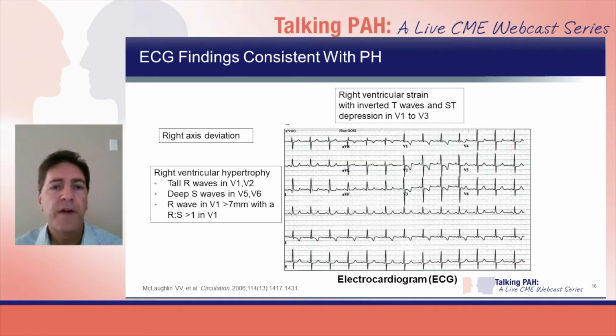The ECG shows findings consistent with pulmonary hypertension. That is, there's right ventricular strain showing T-wave inversion and ST segment depression in the anterior V1 through V4 leads. And you also see right axis deviation with a predominant S wave in lead 1 in the upper left there. Overall, the ECG is consistent with pulmonary hypertension, but it doesn't tell you what type of pulmonary hypertension, just that it's enough to have caused right ventricular abnormalities on the ECG.